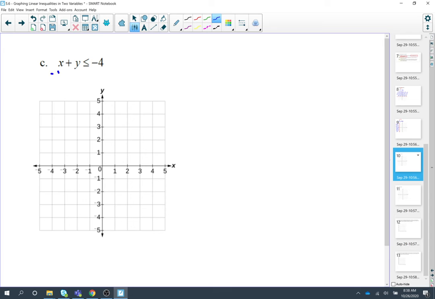So I'm going to subtract x from both sides. So that's going to leave me with y is less than or equal to -x minus 4. Then I'm going to have a y-intercept of -4. And I'm going to have a slope of -1, so down 1 over 1. Or I could go up 1 over 1, etc. And then when I graph my line, keep in mind it's either dotted or solid. So in this case, because I have the equal to sign, it's going to be solid.